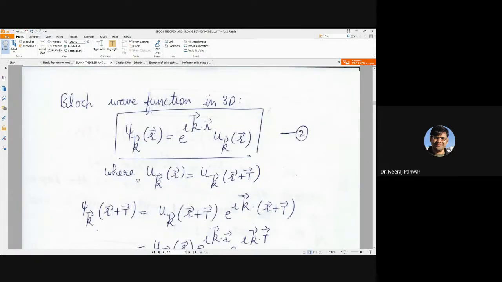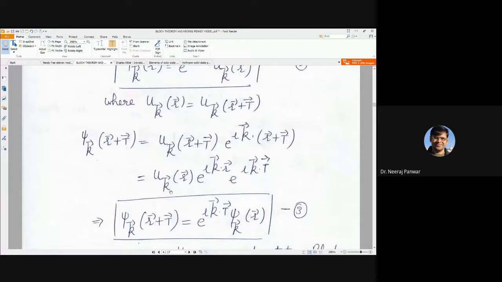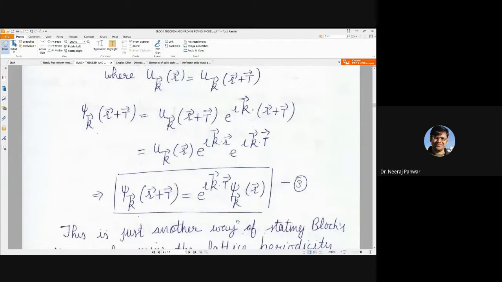Now, if we translate this wave function by a translation vector, the new wave function should be psi k r plus t, which is equal to u k of r plus t times e to the power iota k dot r plus t. And since u is a periodic function, it should be equal to u k r times e to the power i k dot r times e to the power iota k dot t. What is this? This is psi k r. Therefore, psi k r plus t is equal to e to the power i k dot t times psi k r.